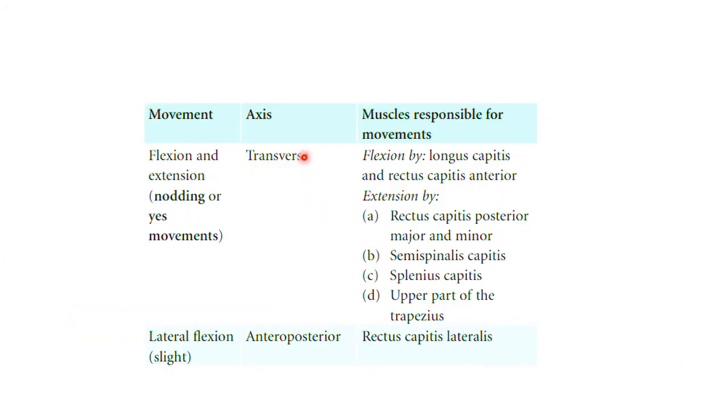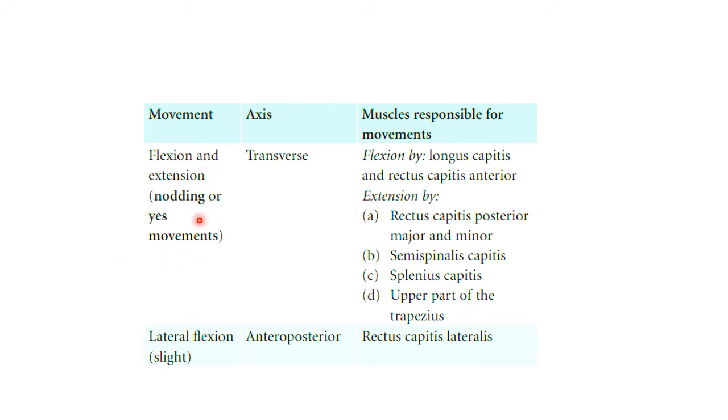Now we will discuss the movements occurring at the atlanto-occipital joints. Since these are ellipsoid joints, movements are permitted in the transverse as well as in the anteroposterior axis. Movements are flexion and extension, that is nodding or yes movements.